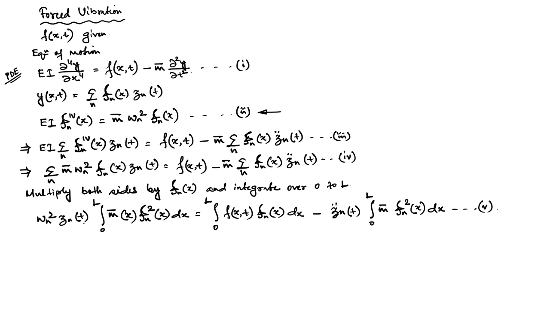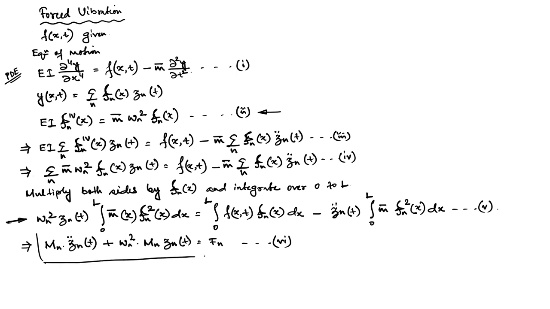Now, we can see this equation is the expression in modal coordinates. So, we can actually solve this. If I simplify this expression, what we have is Mn times Zn double dot of t plus omega n square times Mn Zn of t is equal to Fn. So, that is the sixth equation, and this is actually the modal equation in compact form that we are going to solve.